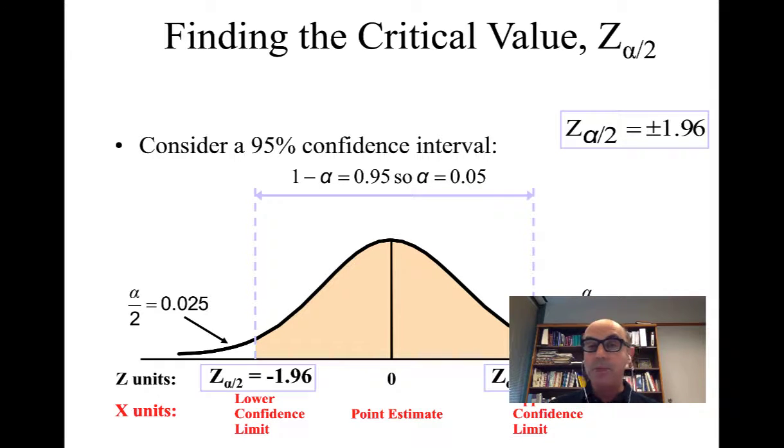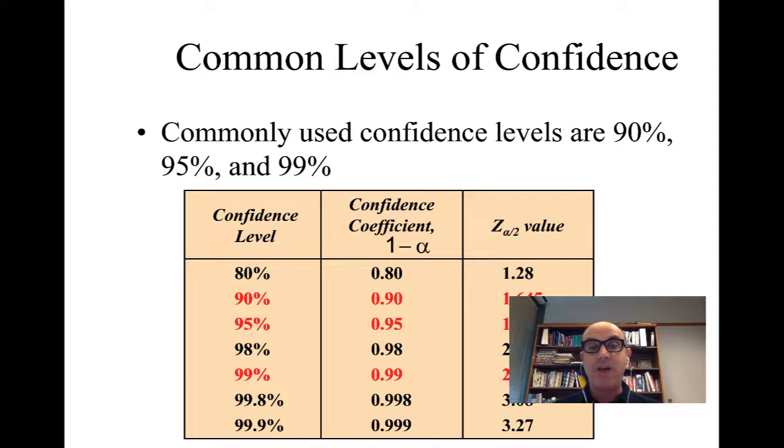Let's take an example: a 95% confidence interval. It's 1 minus alpha, and it will give us the equation. And this is where everything comes into play with regard to where it stands and how we outline these critical values. So the point estimate is 0, the lower confidence limit on the left side is -1.96, and the right side is 1.96, and the x units are where we are trying to measure everything.